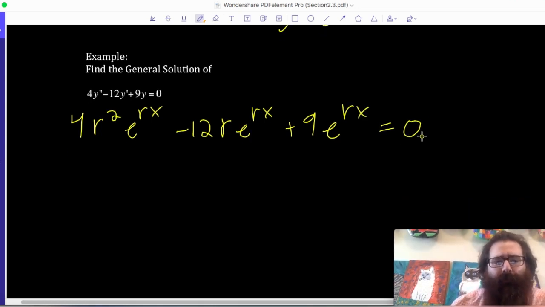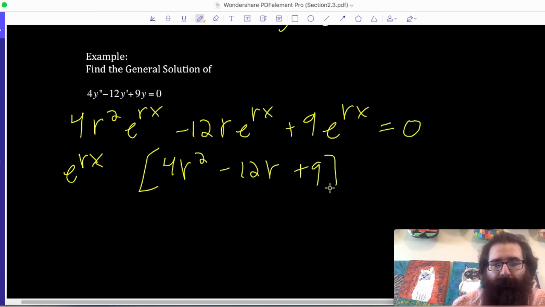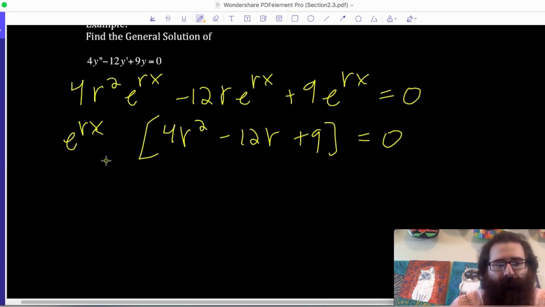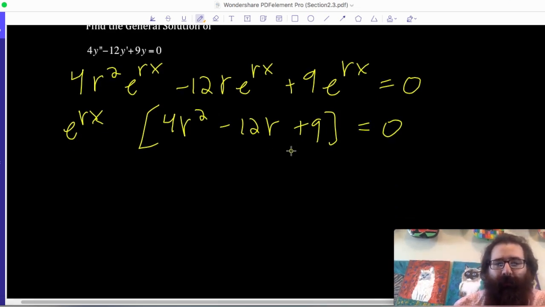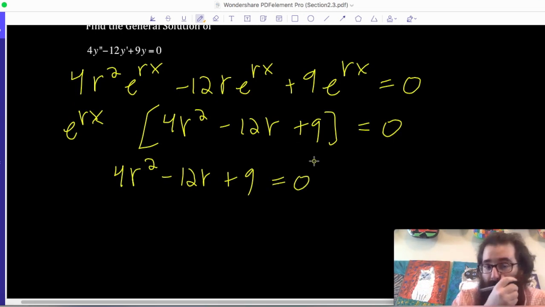And then remember what we do is we factor the e to the rx out, and we're left with 4r squared minus 12r plus 9. And we sort of ignore this e to the rx, right? We say, well, let's just focus on this polynomial in r: 4r squared minus 12r plus 9 equals 0.